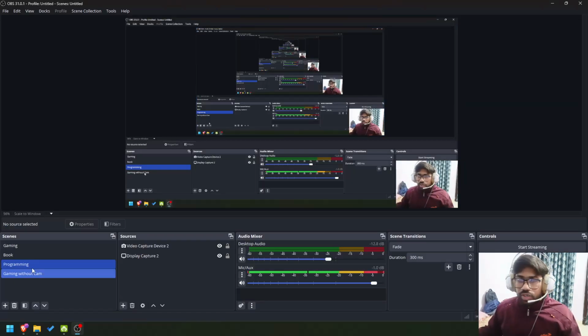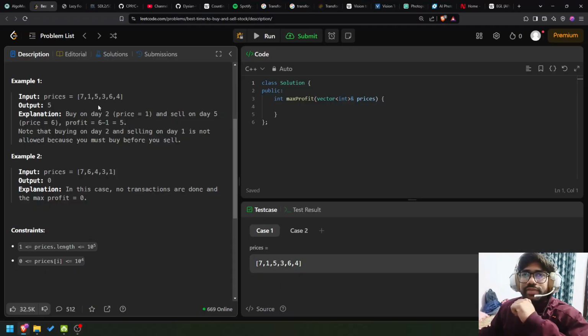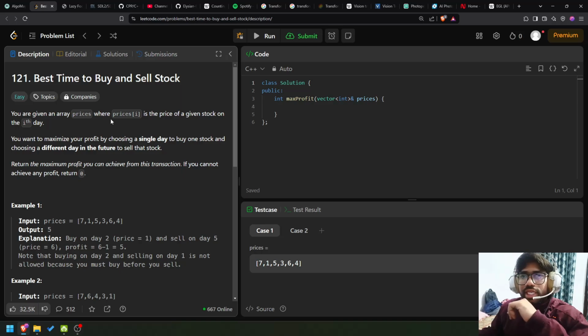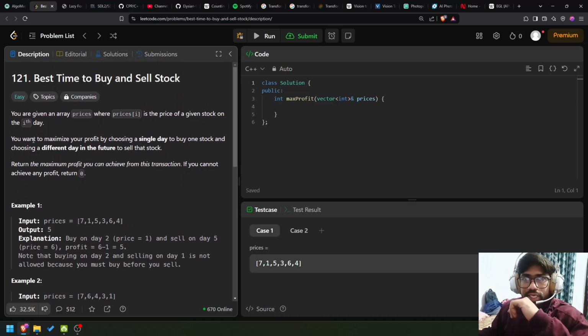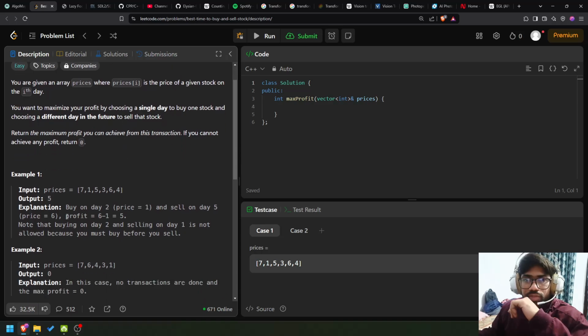Alright, so here we have it: you are given an array where prices[i] is the price of a given stock on the ith day. You want to maximize your profit by choosing a single day to buy one stock and choosing a different day in the future to sell. So I want to keep a minimum value.